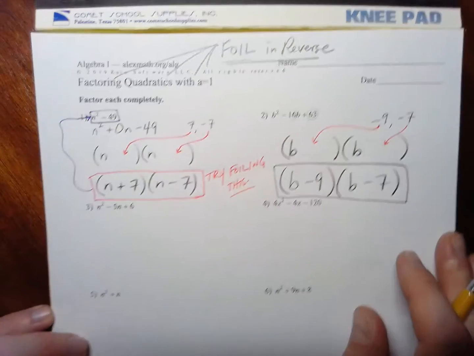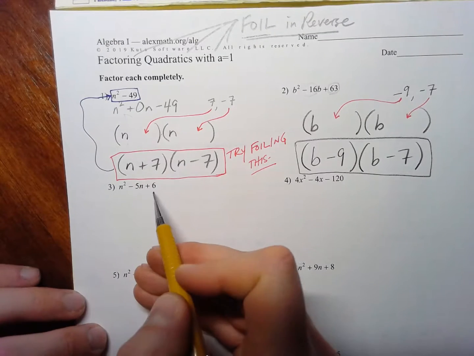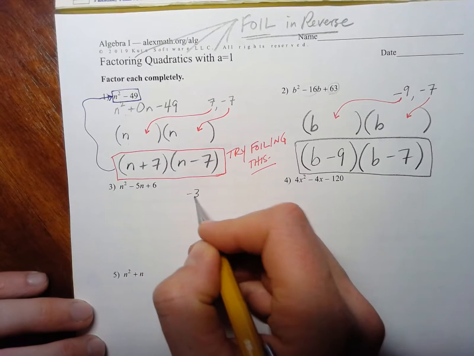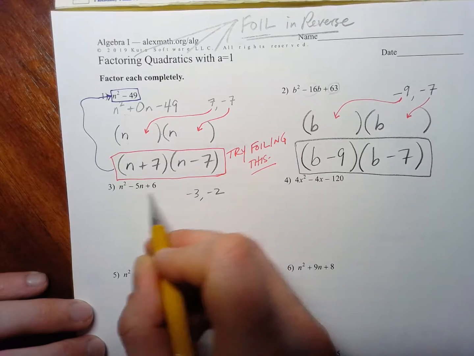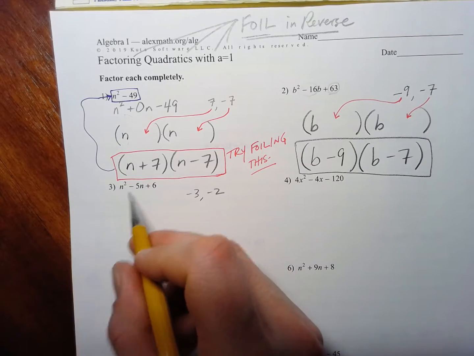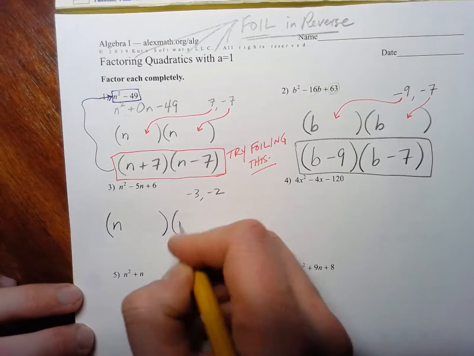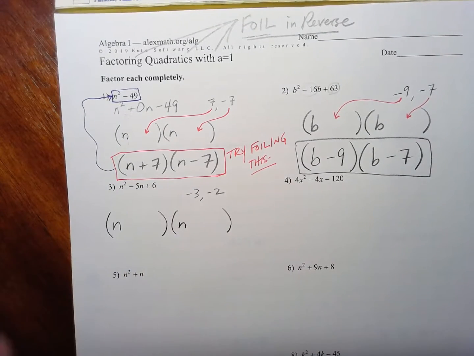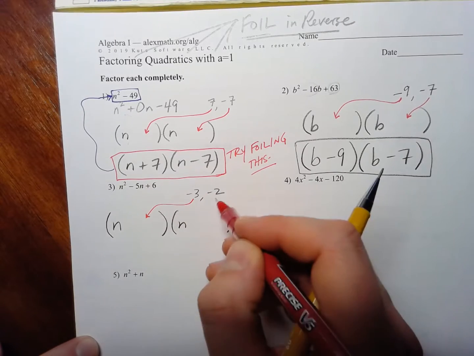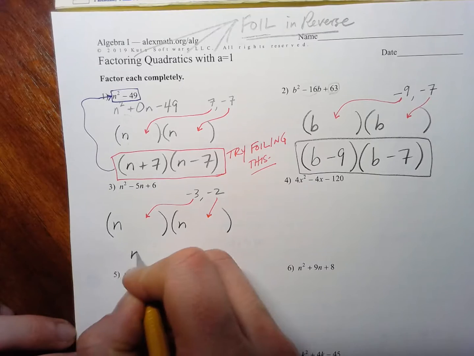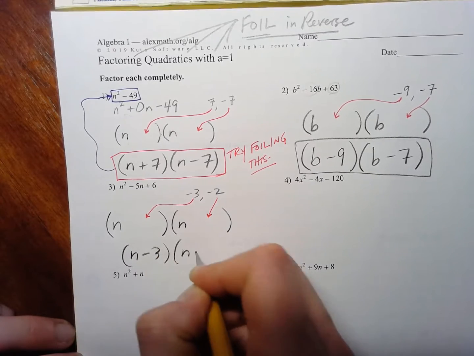All right, let's do another one. Two numbers that multiply to give 6 and add to give negative 5. Well, it's negative 3 and negative 2, right? If I multiply those, I get plus 6. If I add them, I get minus 5. So I'm just going to set up my binomials. This goes in there. This goes in here. So n minus 3 and n minus 2.